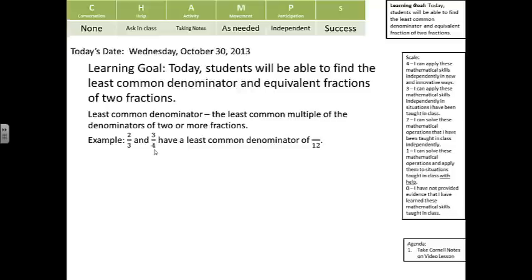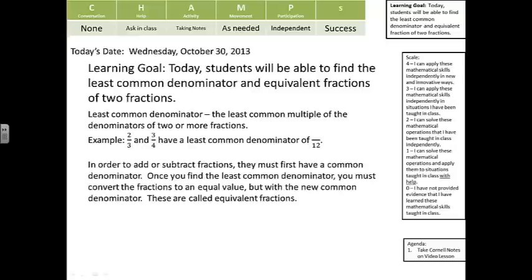So 4 times 1 is 4. 3 doesn't go into 4 evenly. 4 times 2 is 8. 3 doesn't go into 8 evenly. 4 times 3 is 12. 3 does go into 12 evenly. And so our least common denominator is going to be 12.